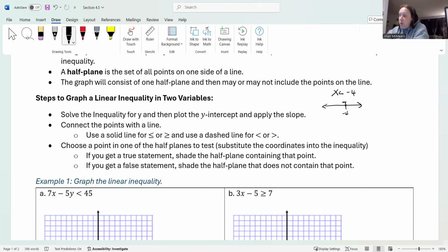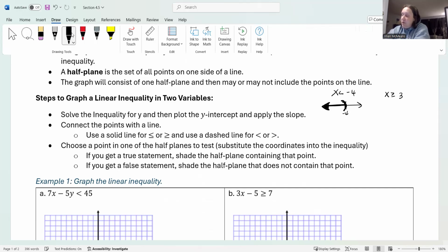We would use a square bracket or a rounded bracket. In this case, we would go rounded, and then we would shade to the left. So the solution was any value less than -4, not including exactly -4. We could have also had something like x is greater than or equal to 3.